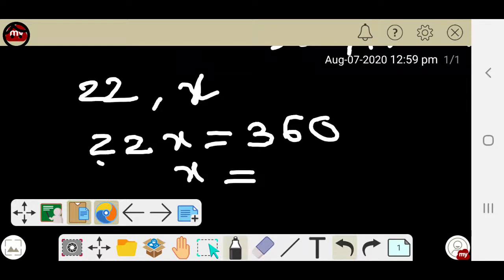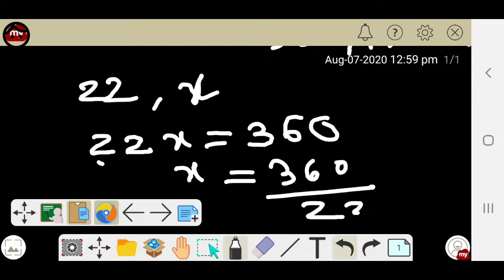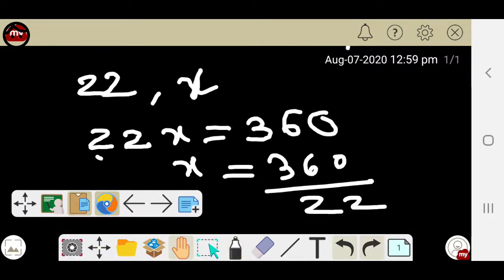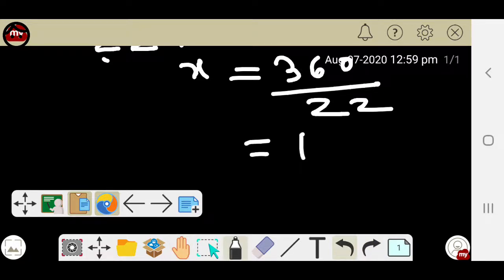So what is x? Divide 360 by 22. x is the total number of angles. 360 by 22 we can write as 180 by 11. We won't get a whole number. 180 is not a multiple of 11. We will not get a correct number. Can we say there are 180 by 11 angles? No. So 22 is not a divisor of 360, and we can tell it is not possible.